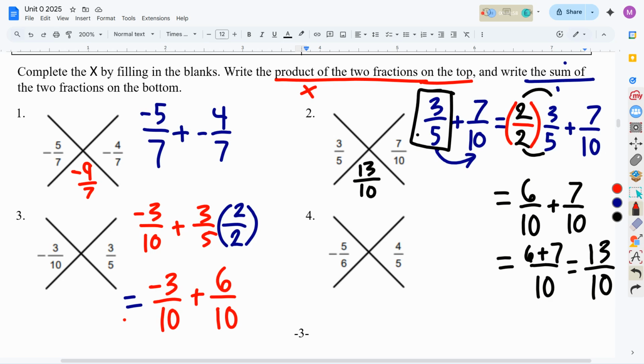You see that number is the same number. 3/5 is equal to 6/10. Okay, the numbers look different, but they're the same. And because they both have a 10 on bottom, which was the whole reason why we chose 5 times 2, now I can add the numbers on top. And -3 plus 6, right, that's going to give me 3, so we get 3/10. Okay, so right here in this spot, we should have 3/10.